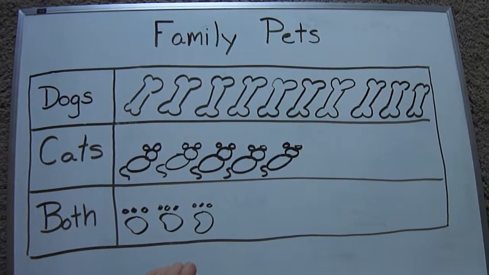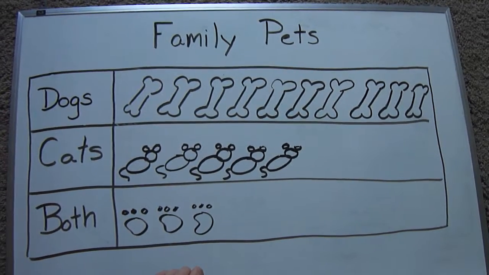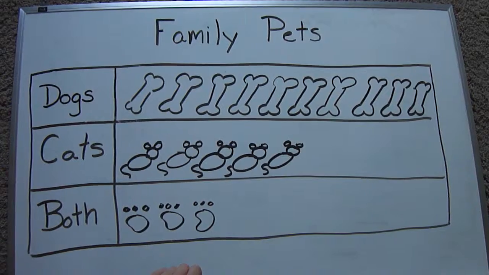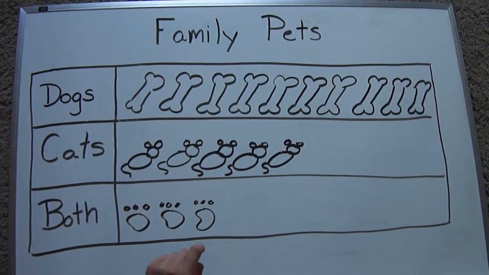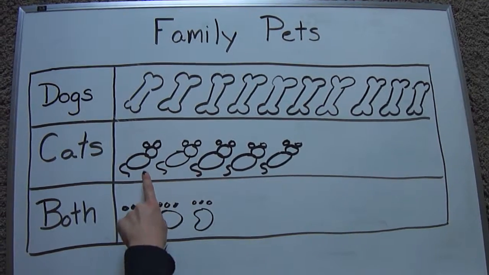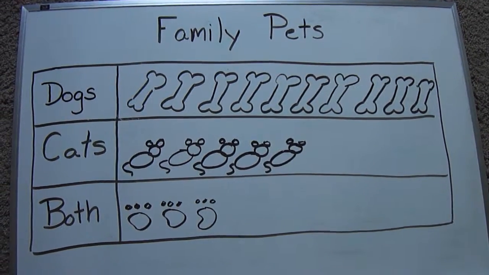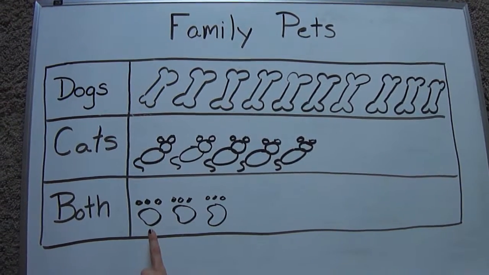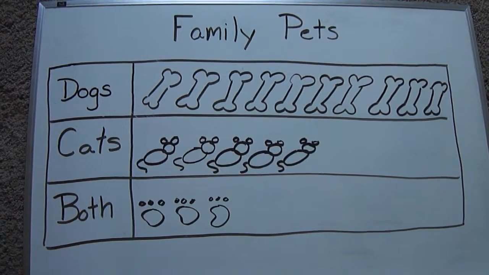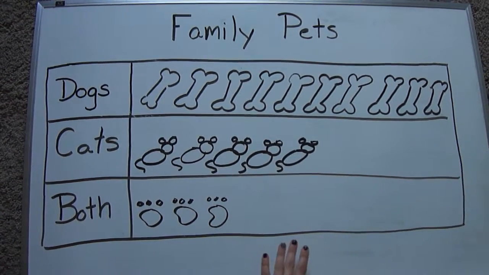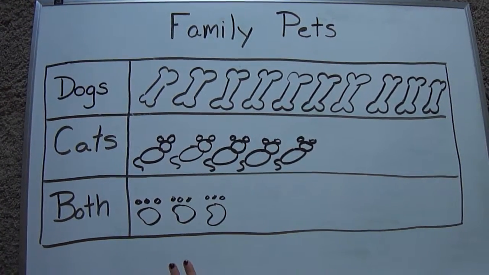Then I went around the room and asked each student if they had a dog, a cat, or both animals as a pet. If the student said that they had a dog, I added one bone to the column titled dog. If they said they had a cat, I added a picture of a mouse to the column titled cats. Or if they said they had both a dog and a cat, I added a paw print to the column both. This is what my picture graph looked like after I had asked every student in the class.